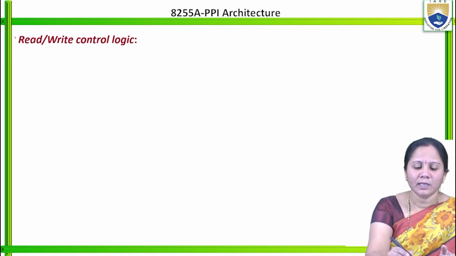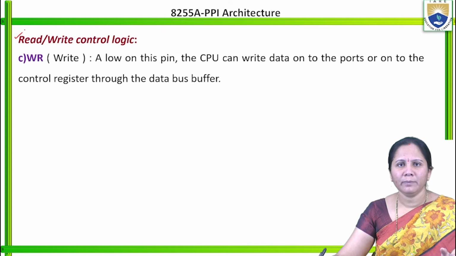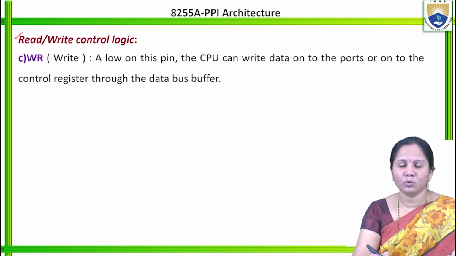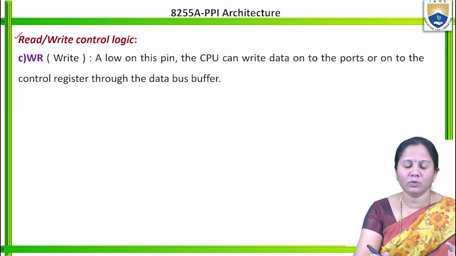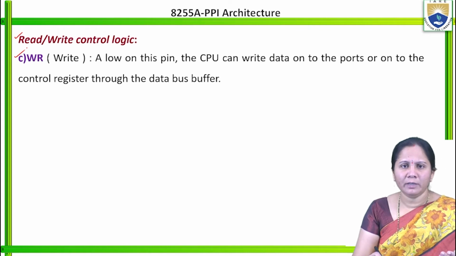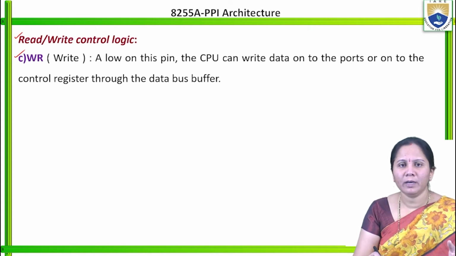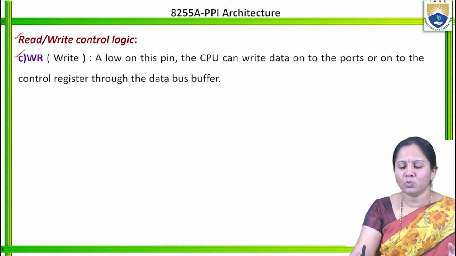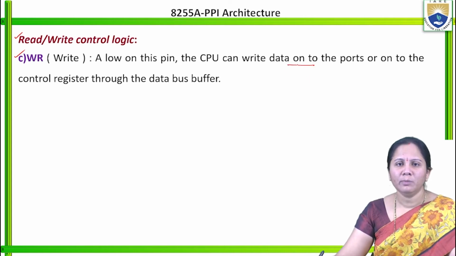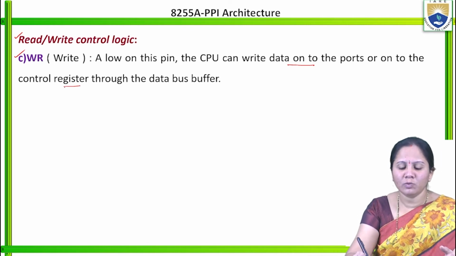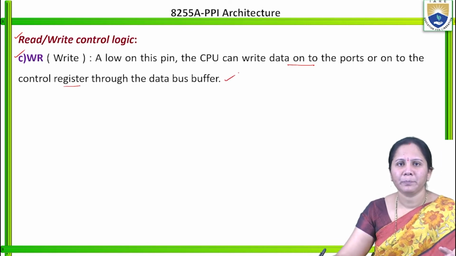Other signals are also connected to this read-write control logic. One is CS bar, RD bar. Another one is WR bar. It represents the write operation. This is an active low signal. So the microprocessor is going to write the data to the ports, data or control register, by using this data bus buffer.